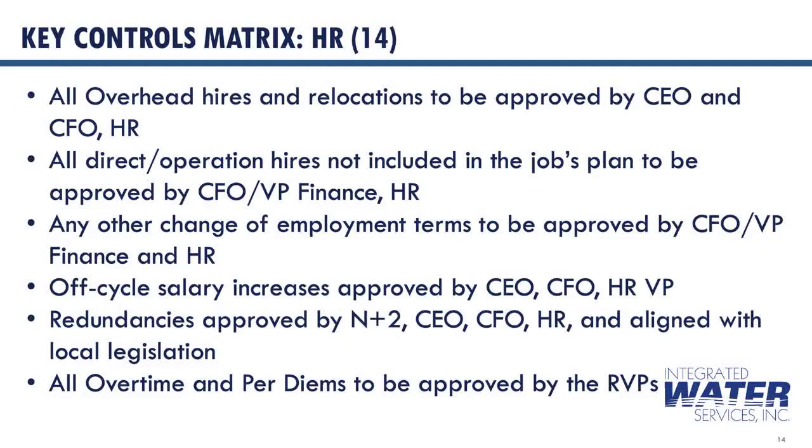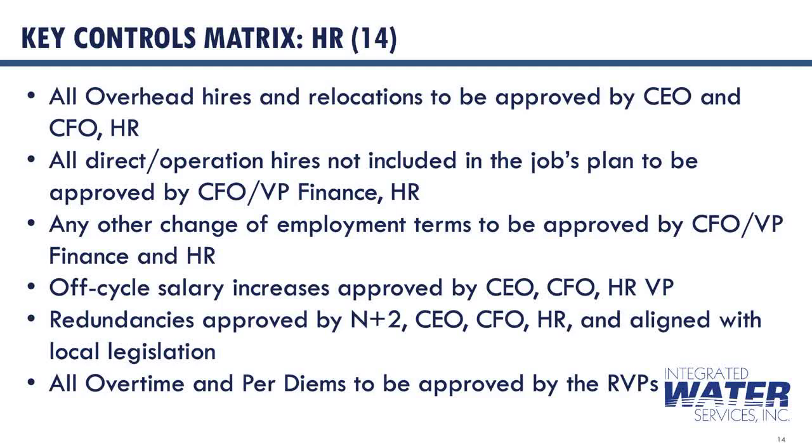The HR section of the Key Controls Matrix contains 14 controls that we can also summarize. The CEO and CFO approve overhead roles, while the CFO or VP Finance approves new operational roles above and beyond the approved budget for a project. Any employment changes, including pay rates and benefits, need approval from 2 levels above the employee plus the CFO or VP Finance and HR.